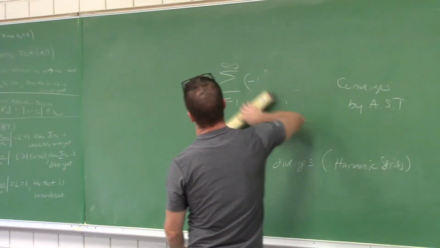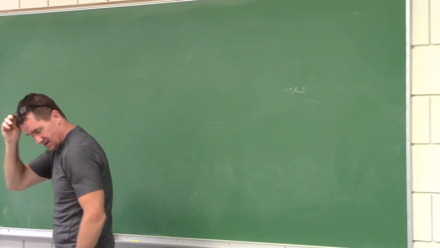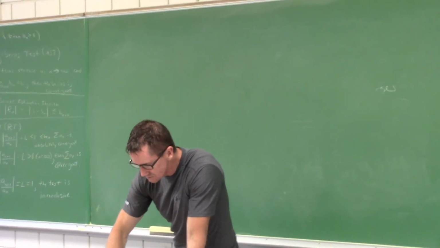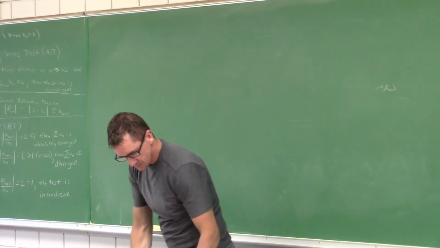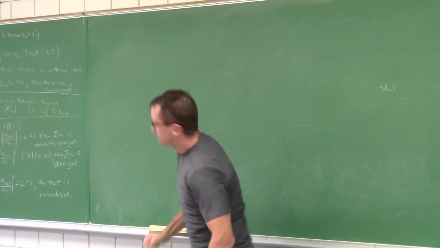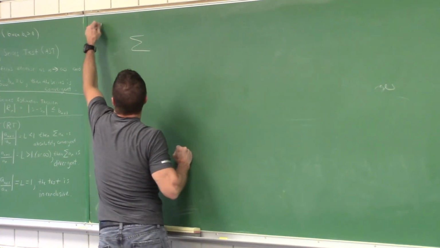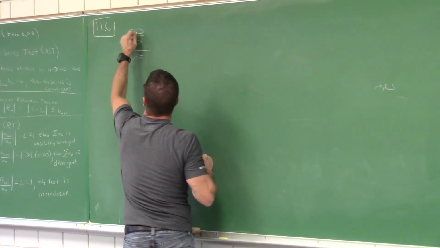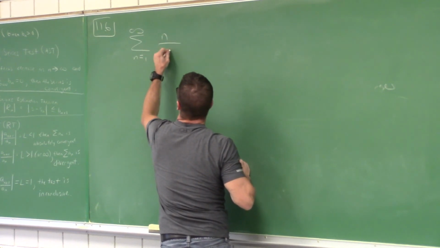All right, so let's look at a problem. Where can this be helpful? This is number 3 from 11.6. The sum from n equals 1 to infinity of n over 5 to the n.